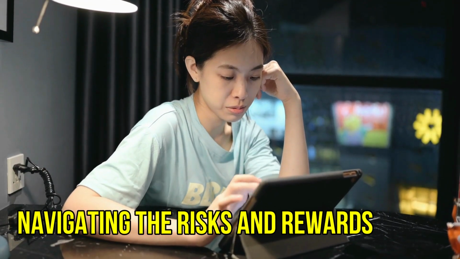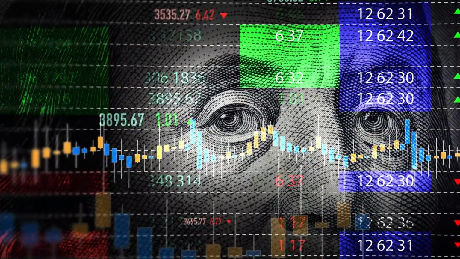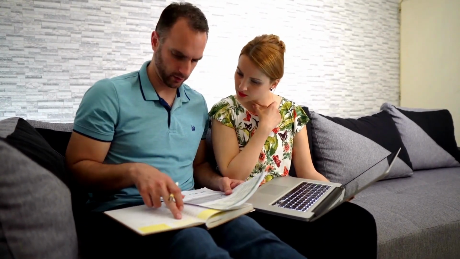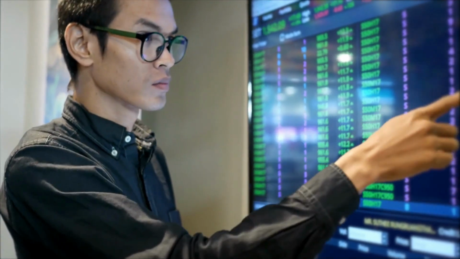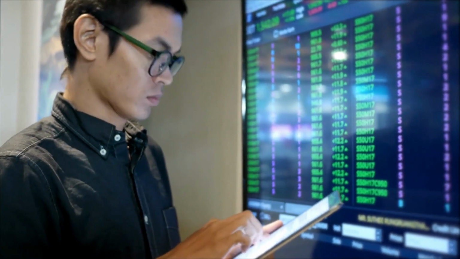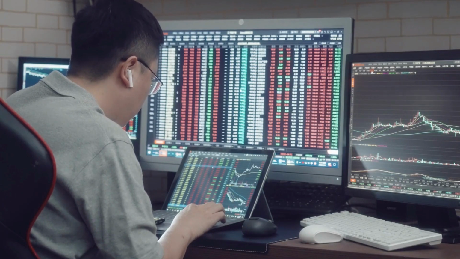Navigating the risks and rewards. Just like any powerful force, compound interest can be a double-edged sword. When investing, it serves as a growth engine, accelerating your wealth accumulation. However, when it comes to borrowing, the tables turn and compound interest can be your foe. In this scenario, you're charged interest on the interest you owe, leading to your debt snowballing over time. Hence, it's crucial to use this powerful tool judiciously, ensuring it works for you and not against you.